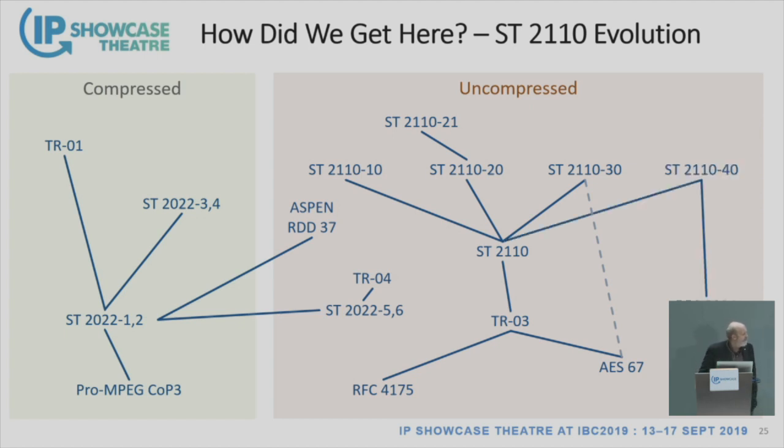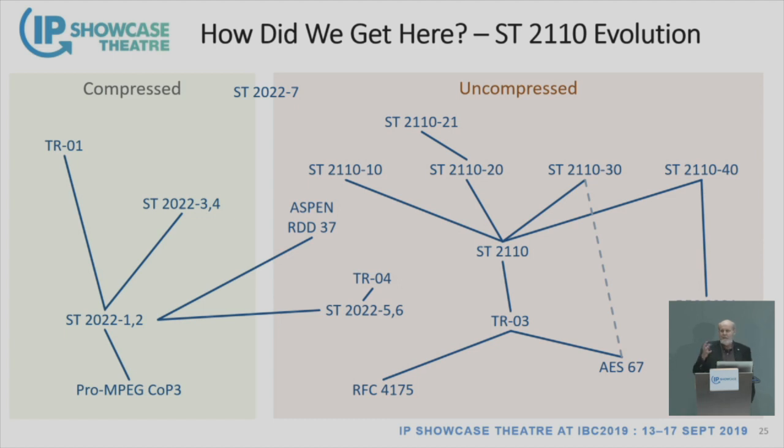Then we have ST2110-40. That was kind of a new development. That was how we do the ancillary data into a compatible ST2110 stream. So that is based on a brand new RFC called RFC 8331, and that is, again, one of the four main essence formats that we're going to be using in ST2110.